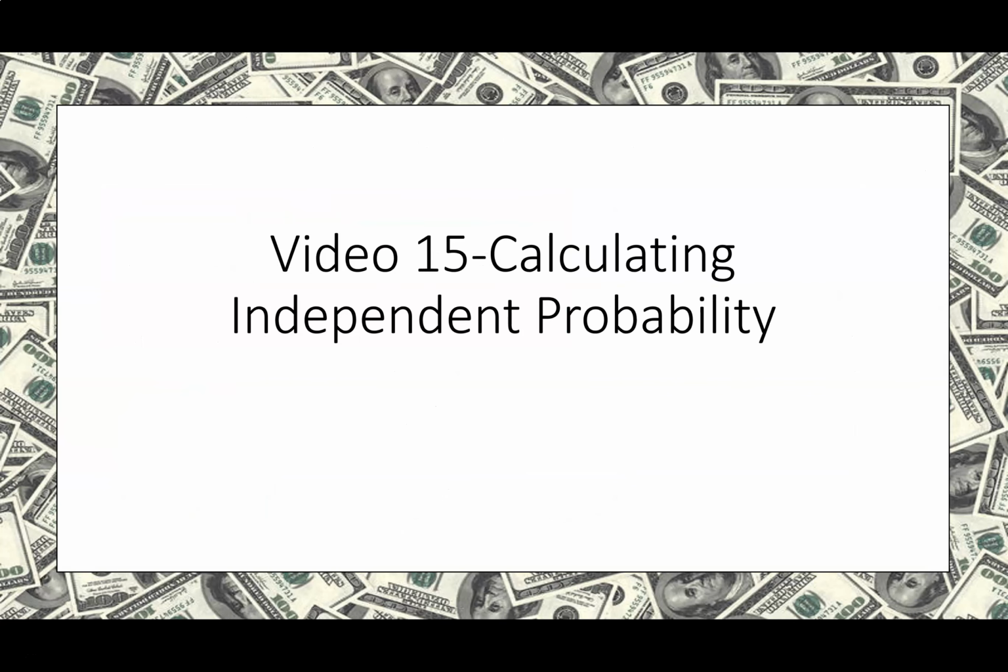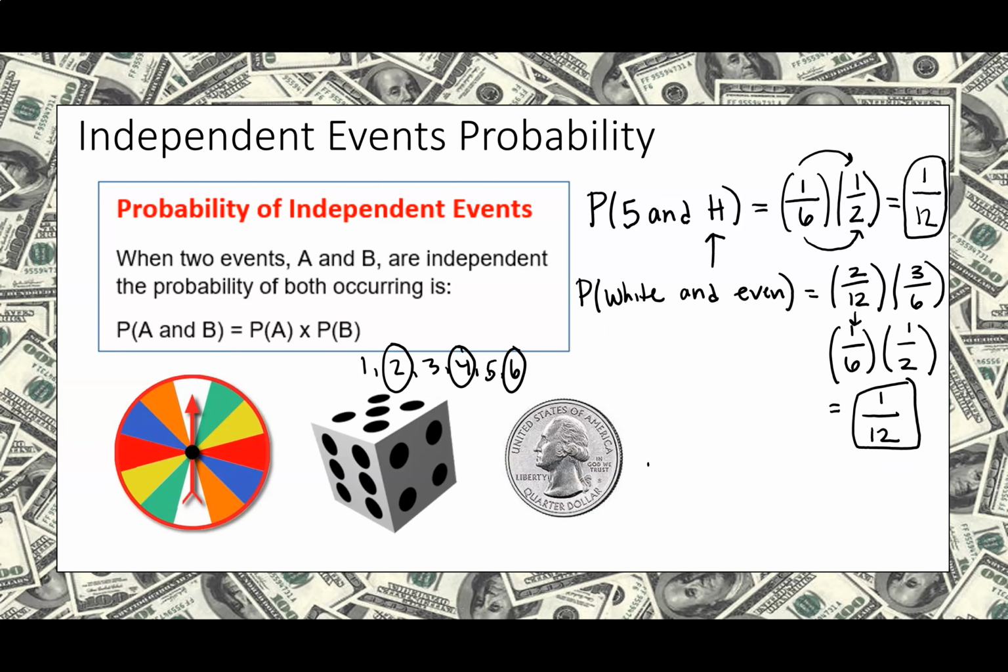All right, last one before we move on. We've got the probability of flipping a tails, flipping a tails, flipping a tails, and then getting a 6 on a die.